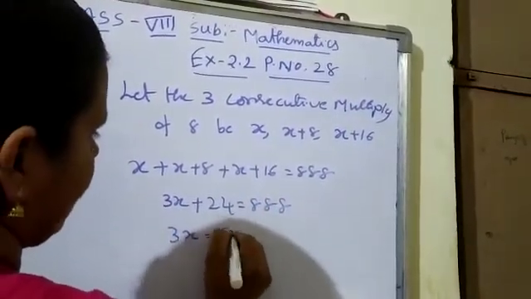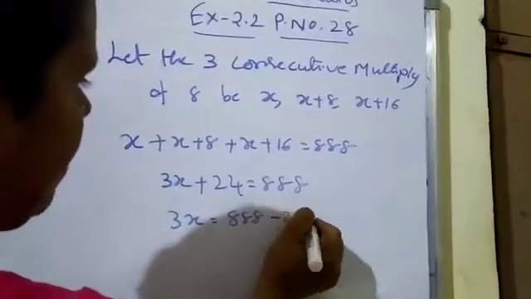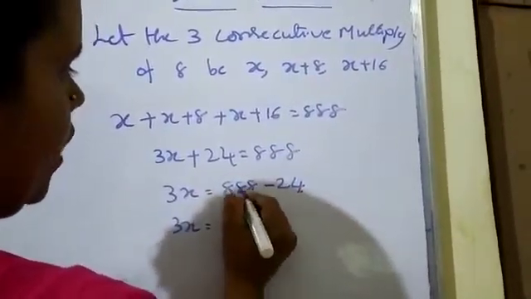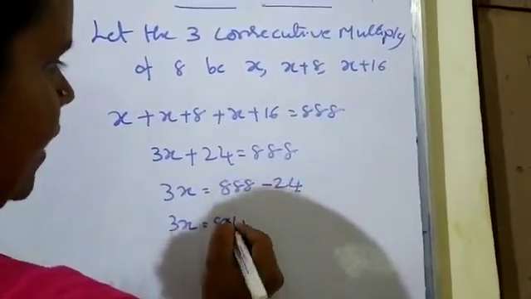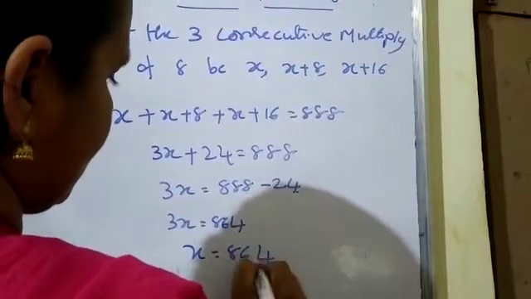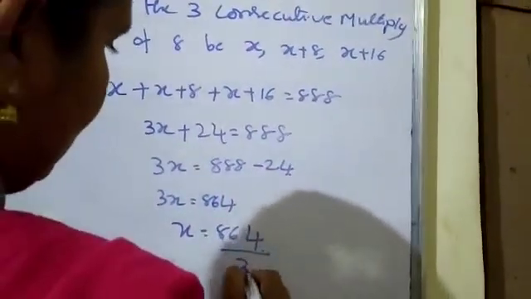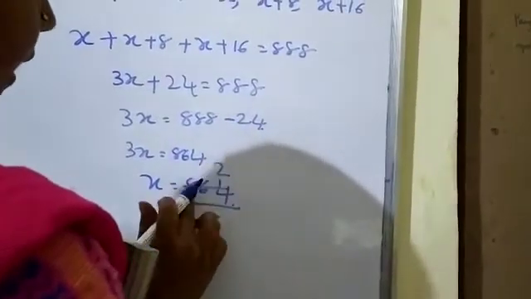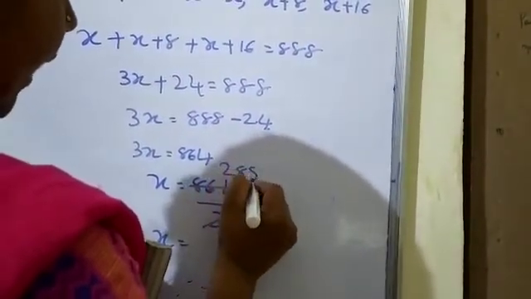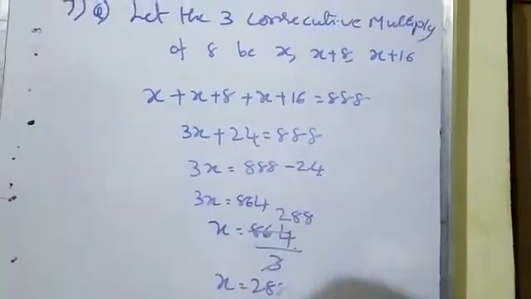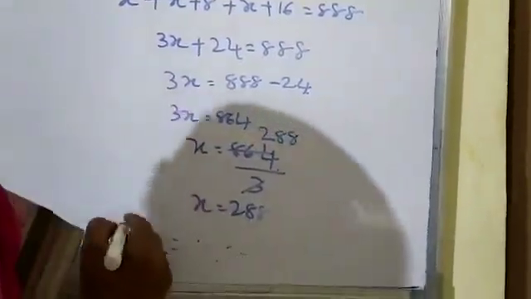Now 3x is equal to 888 minus 24. 3x is equal to 864. So x is equal to 864 by 3. 3 times 2 is 6, 8 times, and 8 times is 288. So x is equal to 288.